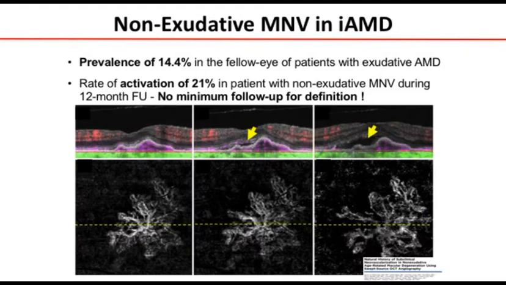After our first papers, another group, the group of Phil Rosenfeld, reported the term non-exudative macular neovascularization. The difference is in the timing, because by definition, quiescent macular neovascularization needs to be without any kind of exudation for at least 6 months. Non-exudative macular neovascularization is a one-shot timing. So if you have a flat pigment epithelium detachment with a neovascularization, you can see that this is a non-exudative macular neovascularization without any kind of follow-up. And probably for this reason, the rate of activation after 1 year of follow-up was higher in comparison to our series, 21%.